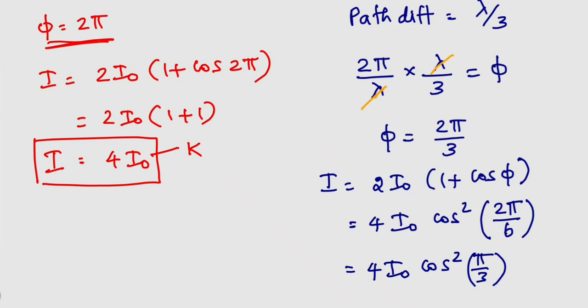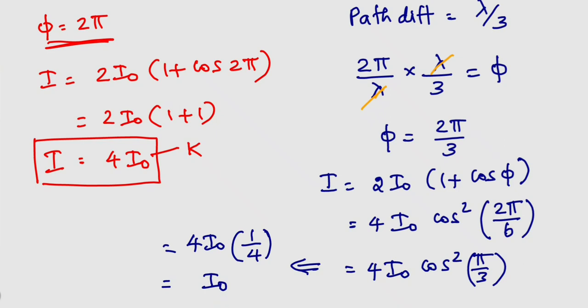So cos pi by 3, so cos 60 will be 1 by 2. Then you have to square. You should not forget to square. So 1 by 2 square will become 1 by 4. So 4 I naught into 1 by 4, so 4 gets cancelled. So when the path difference is lambda by 3, the resultant intensity will be just I naught.